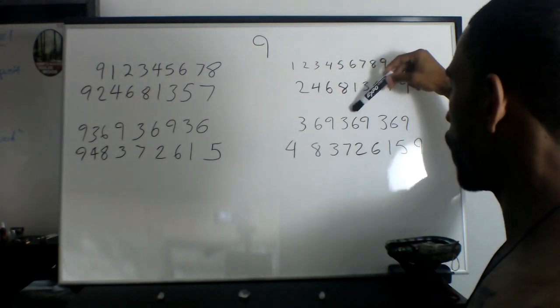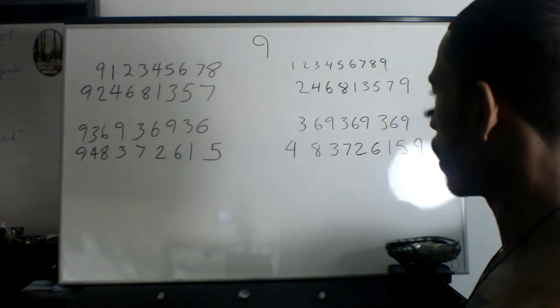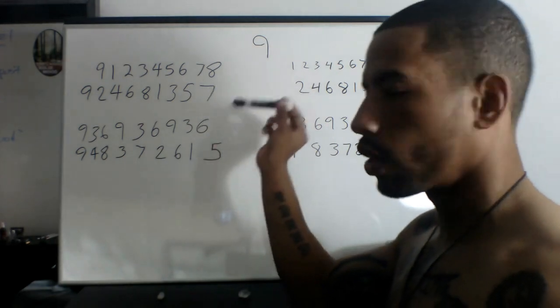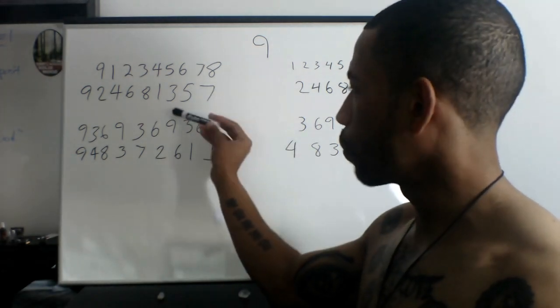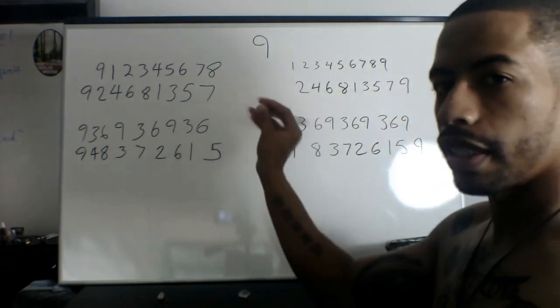3 times 5 is 15. 1 plus 5 is 6. 3, 6, 9. Same thing with the 6, but it's going in reverse order: 6, 3, 9. Oscillating.